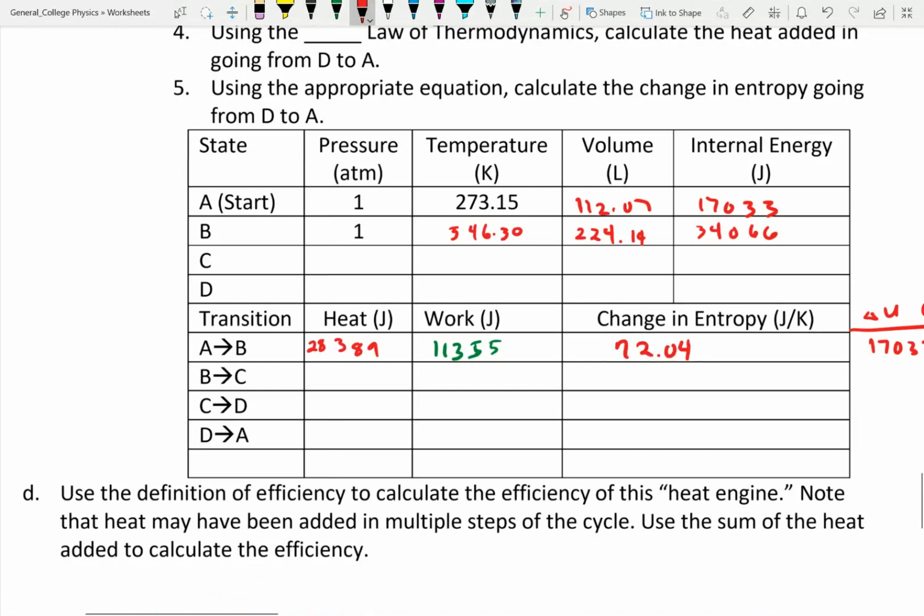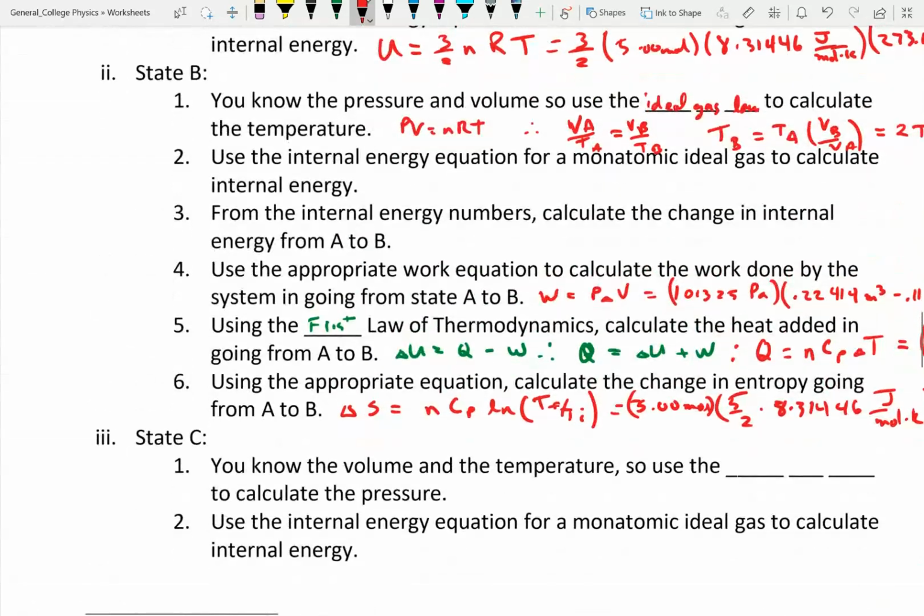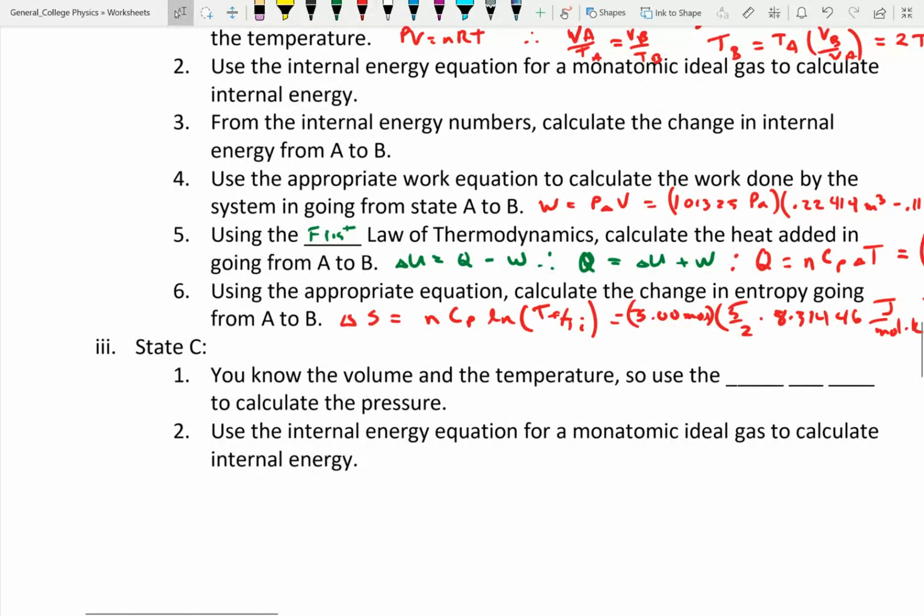Going from A to B. Well, that's the first transition. Fills out the second state. Now we're going to go from B to C. So we know the volume and temperature because we know that it was now constant temperature and the volume has gone to 3 times initial volume.